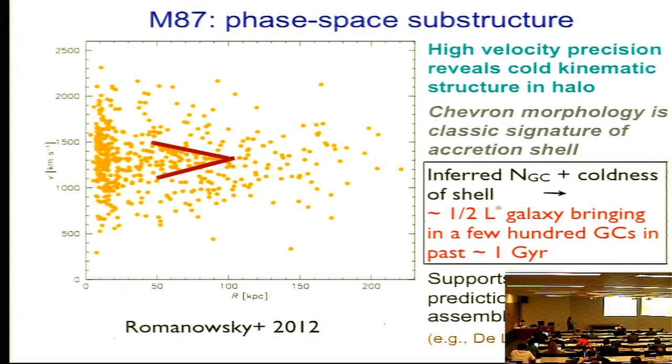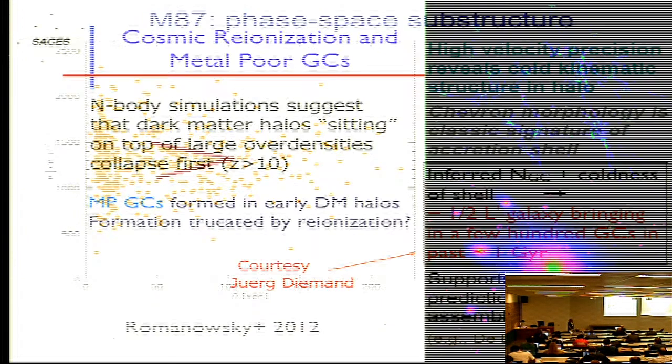So the thing is, these features are relatively short-lived. They only live for a few 100 million years. So this is a recent accretion event. And it tells us that M87 is in active formation now. And of course, supports the idea of these brightest cluster galaxies being the most recent assemblers. This is some work that was led by Aaron Romanowski.